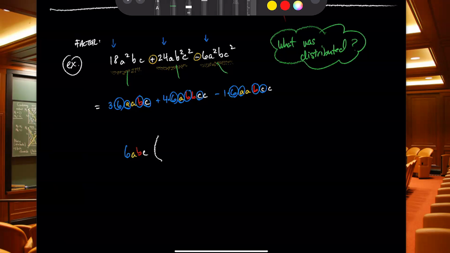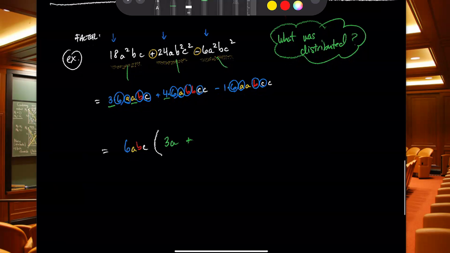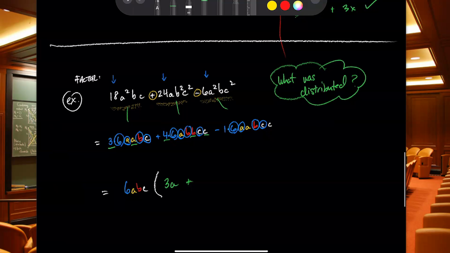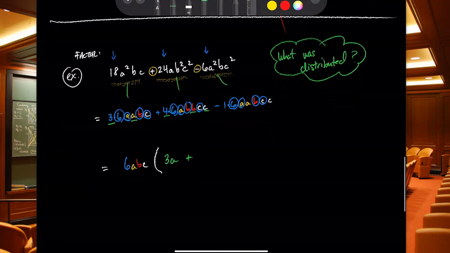And then whatever's inside must have been what was there to receive these gifts of 6ABC, right? So this is equal to 6ABC times whatever was there. 3 times A was that first term, plus what was here? 4 times B times C. Make sure everything's accounted for here, so 4BC. Minus, what was here? A 1AC, so we could just write this as AC on the inside.